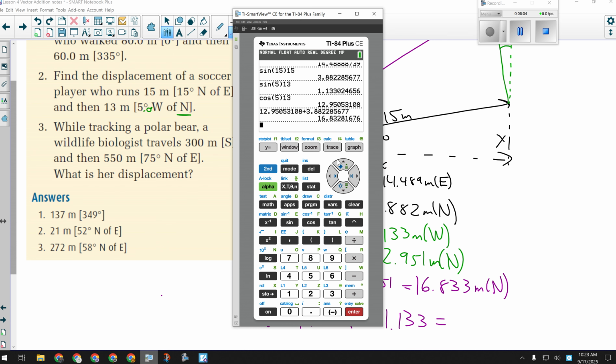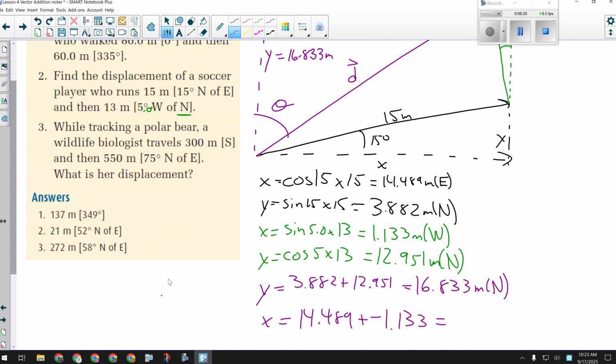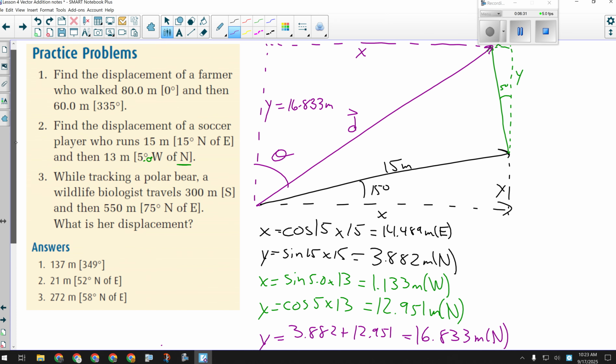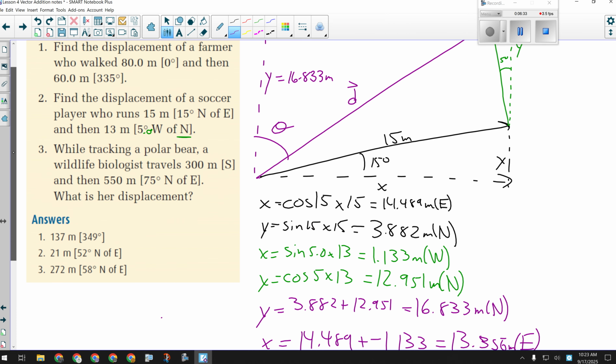Right, so I'll have that one, the 14, okay, plus negative 1.133. Okay, so 13.356 for that. Meters, and that is east, because I made east positive and my number came out positive. So 13.356.